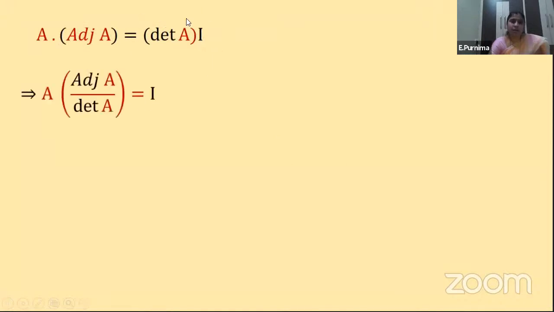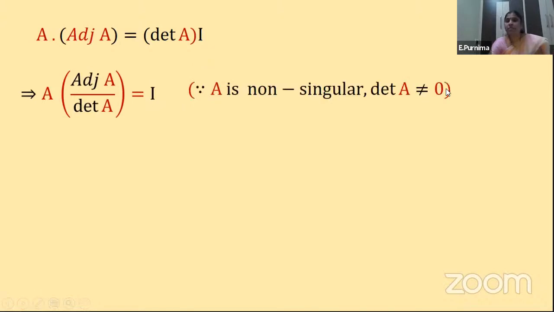Okay, now here similarly, A into adjoint A, we got it as det A into I. Now here this determinant A I am sending to the other side, so it goes to the denominator. A into adjoint A by determinant A is equal to I. That is nothing but, why we got like this, because since A is non-singular, determinant A is not equal to 0, because in the statement itself it is given that A is a non-singular matrix. Okay, so that's why we can write this determinant A in the denominator, because it is anyway not equal to 0.